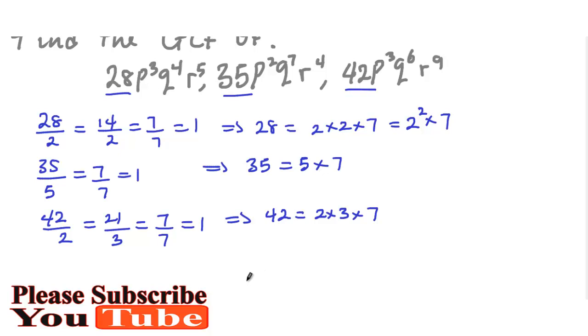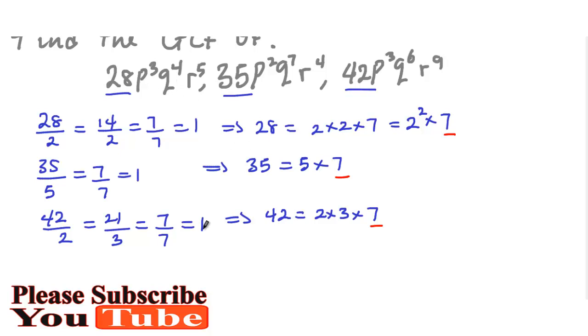So before I proceed, we need to understand that GCF is the product of the smallest power of the common prime factor. So what are the common prime factors here? There is 2 here. Do we have 2 here? No. So we can't pick 2. There is 7 here. Do we have 7 here? Yes, we have 7 here. We have 7 here. We have 7 here. All right. So the common prime factor is what? 7.